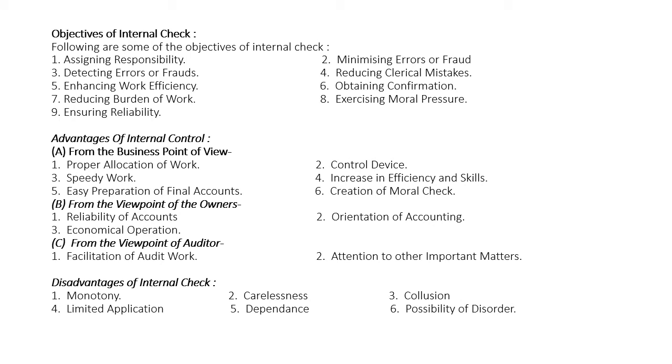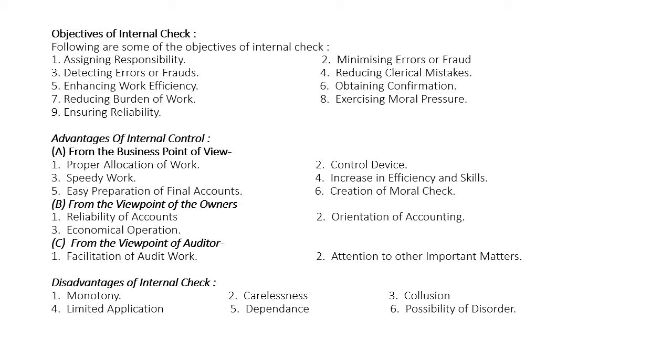The objectives of the internal check system are: first is assigning responsibility. To assign responsibility to various persons is the first objective of internal check, and with this intention, the internal check system is followed in the organization whereby one person's work is checked by another person.